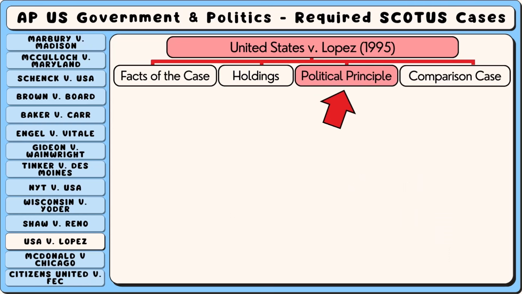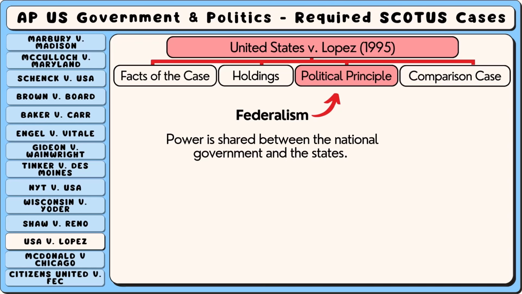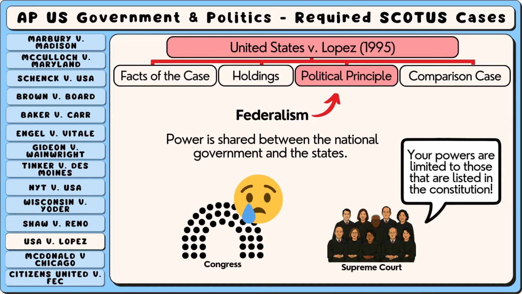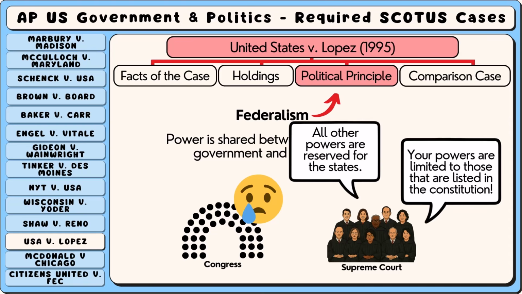Now let's look at the political principle behind this case. The central idea is federalism, which means power is shared between the national government and the states. United States versus Lopez strengthened this principle by reminding Congress that its powers are limited to those that are listed in the Constitution. All other powers are reserved for the states.